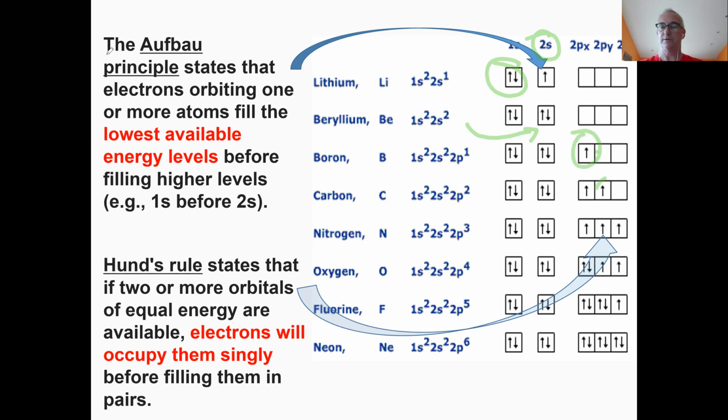1, 2, 3, and then oxygen. We now have 4 electrons in the P, so now we half fill this one, then we half fill this one, and then neon is completely filled. See if you notice a pattern here.